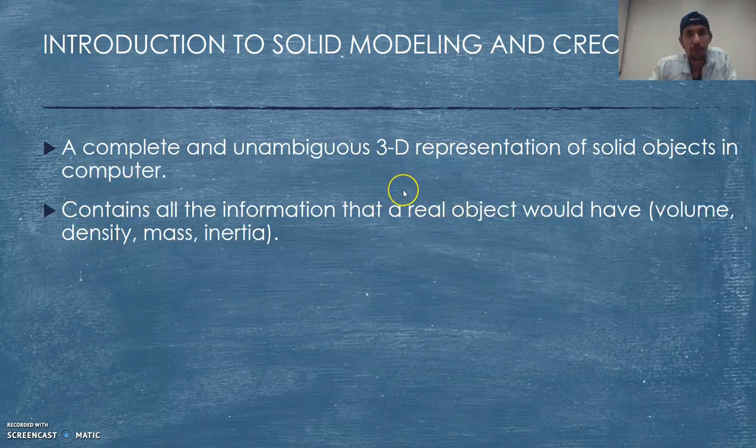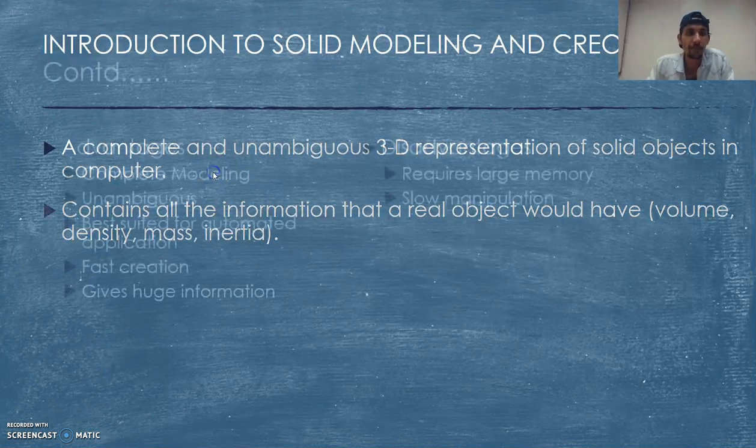So solid modeling is basically the 3D representation of solid objects in the computer. Those solid models contain all the information that a real object would have, for example, the volume, density, mass, inertia.